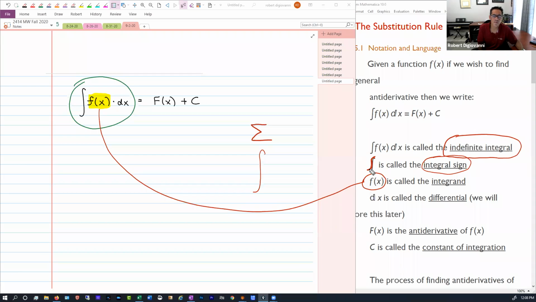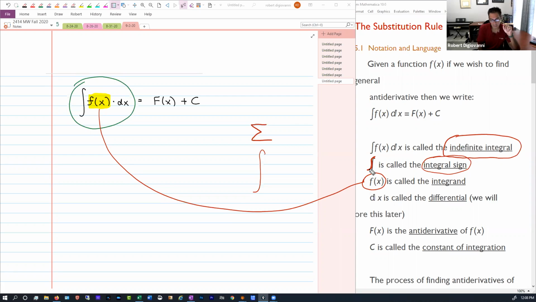Was there a question? No? Okay. I actually had a kind of minute question to ask. Does the dx signify the respect of what you're taking the integral of? So can you get like d theta for doing trigonometric functions and stuff?